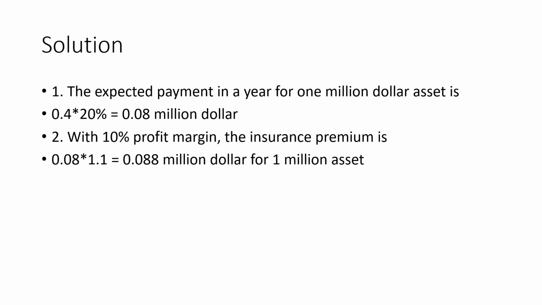Solution 1. The expected payment in a year for $1 million asset is 0.4 million times 20% probability is equal to $0.08 million. 2. With 10% profit margin, the insurance premium is 0.08 times 1.1. It is equal to $0.088 million for $1 million asset.